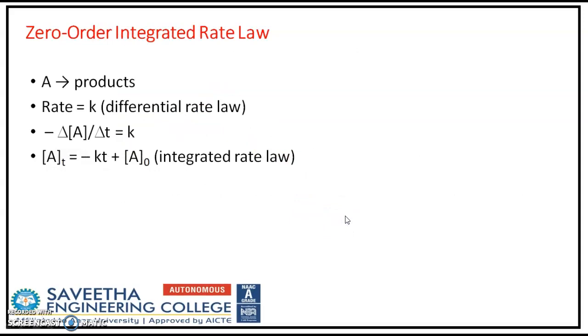Coming to the zero order rate equations, this is the basic reaction A gives product. The rate is equal to k. This is the differential form of this equation. And when you integrate it, the concentration of A at time t equals minus k into t plus the concentration of A at time 0. This is the integrated form of the zero order reaction.